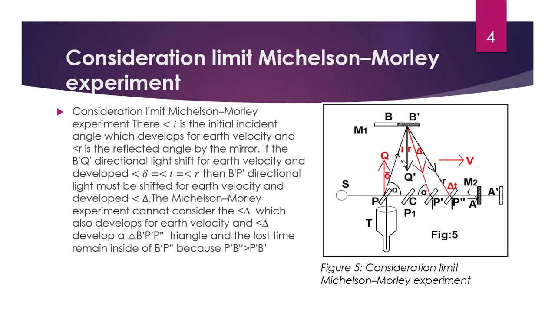There, I is the initial incident angle which develops for the arc velocity, and R is the reflected angle by the mirror. If the P dash Q dash directional light is shifted for the arc velocity, it develops a delta I equal to R.